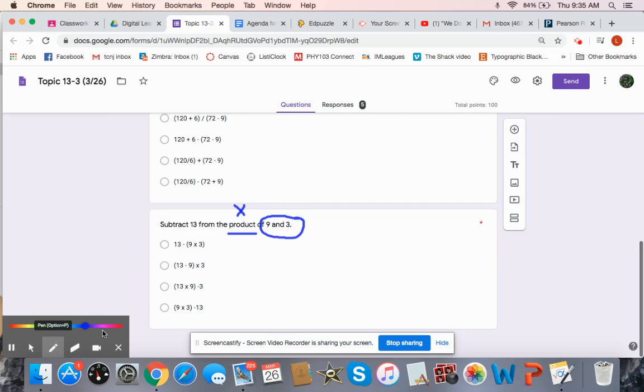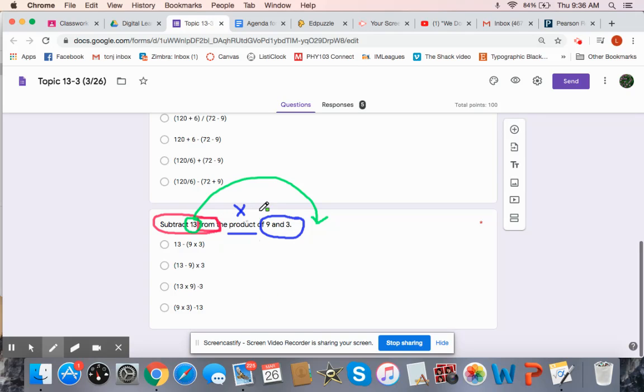And then remember I said in the video earlier, subtract 13 from. This word from basically means that you're going to take this 13 right here and add it to the back of your expression. So you're finding the product of 9 and 3, and then you're subtracting 13 from this. So whenever you see that word from, the number that is always in front of the word from, put it in the back of your expression.